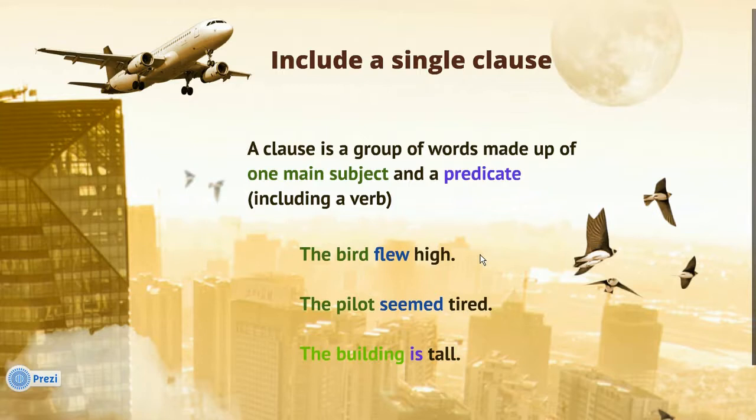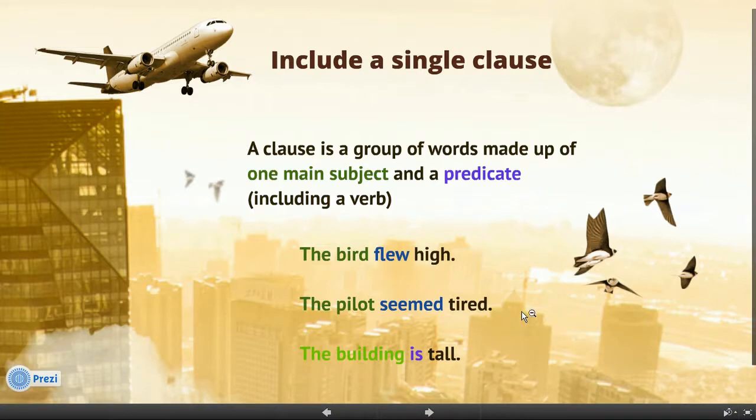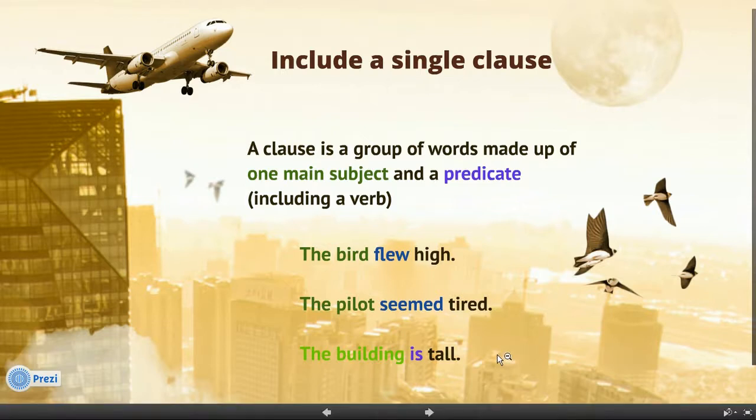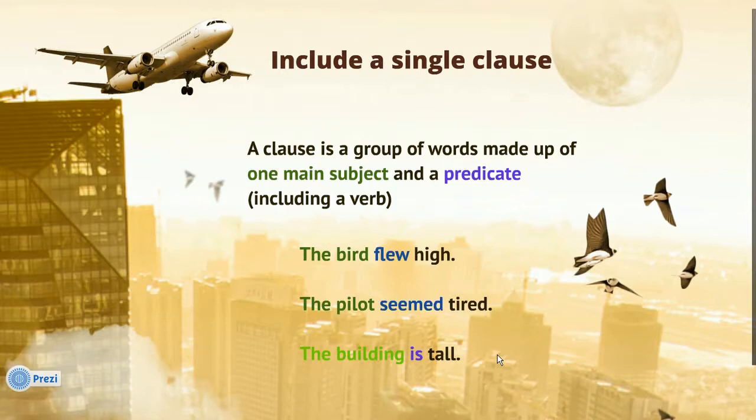So our examples here, the bird flew high. We have a subject, the bird, and we have a verb, it flew. The second one, we have a subject, the pilot, and a verb, seemed. He seemed tired. In the third example, we have a subject, the building. What about the building? It is tall. Is our linking verb there. So all three sentences are simple sentences because they have a subject and a verb.